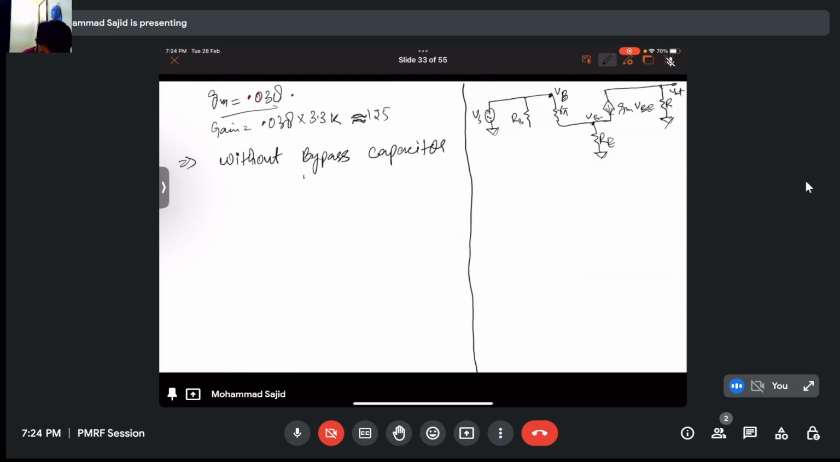So what we can do here is that we have to find the gain, right? Your VB, wait a second, okay. RB is R1 parallel R2. Just one second, let me just check it.